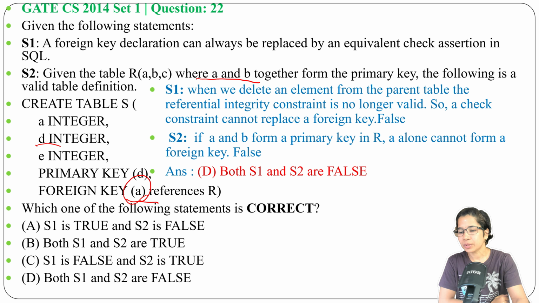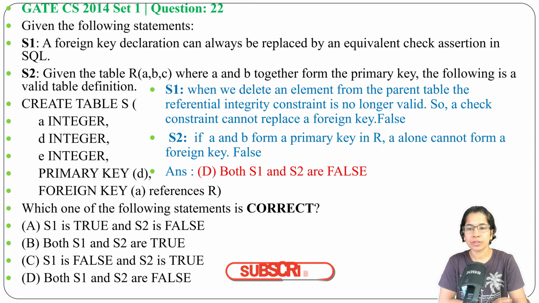It's option D. Both S1 and S2 are false. I already discussed what is primary key, what is foreign key. Just go through the lecture.